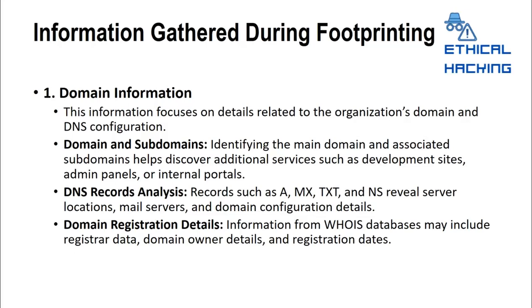First one is domain information. That includes the information focused on the details related to the organization's domain and DNS configuration. Identifying main domains and associated subdomains helps to discover additional services such as development sites, admin panels, and other internal portals. Also, it analyzes records such as MX, TXT, and NS, which reveal server locations, mail servers, and domain configuration details. So the first information gathered by footprinting is domain information.